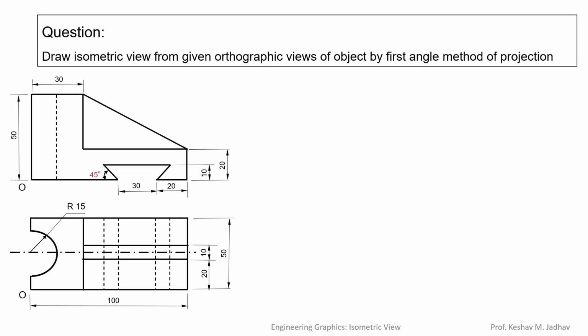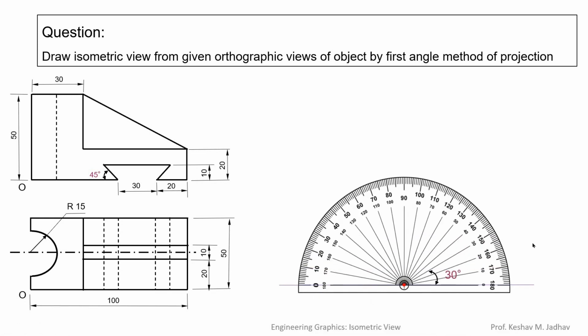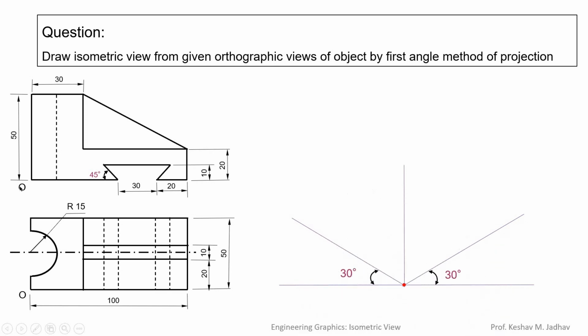First we have to draw one horizontal line and take any point on that horizontal line. Then by using a protractor, draw a 30-degree inclination line on the right side, then a 30-degree inclination line on the left side, and a 90-degree inclination line, that is a vertical line. In the given orthographic views, in the front view here it is the point O, and in the top view here it is the point O. So this point we have to take as the ground point. This O point we have to take here in the isometric view.